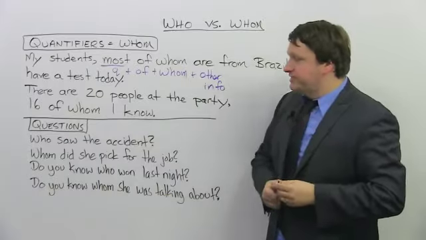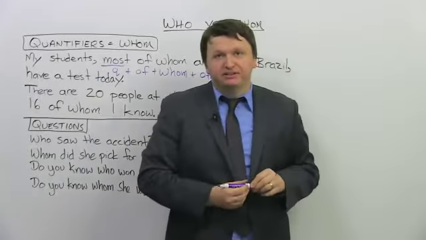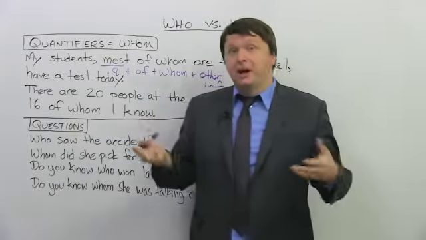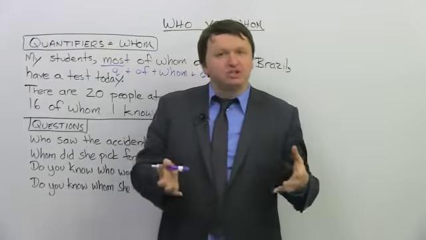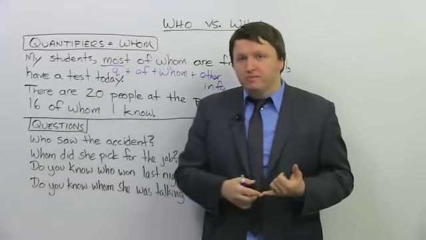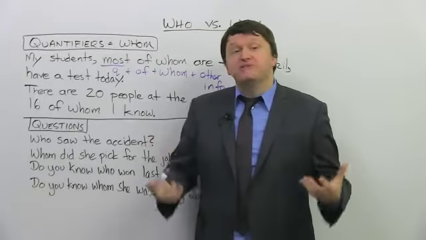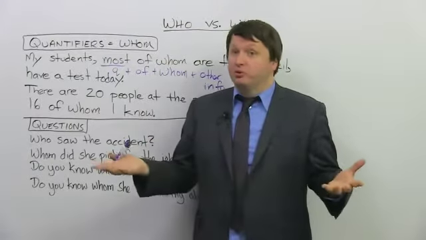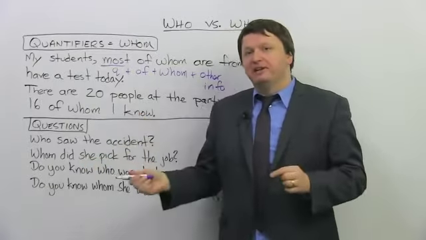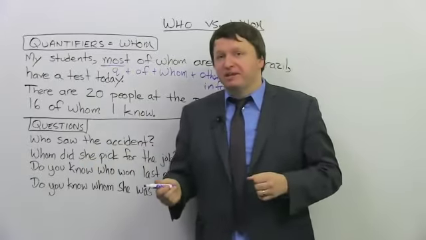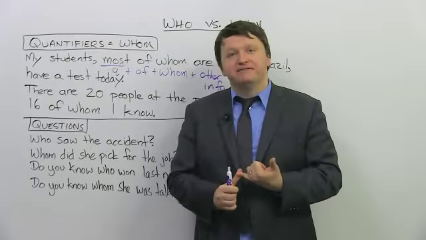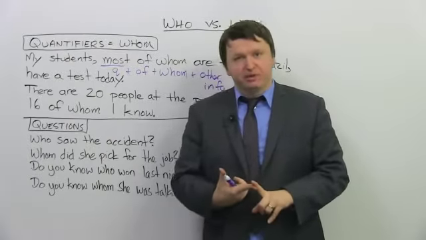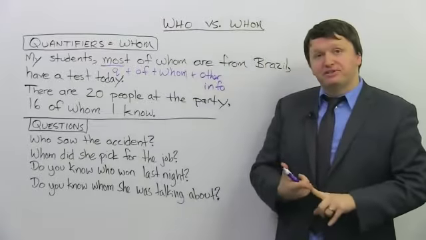And finally, questions. Now, questions are tricky, and all of this is tricky actually, but questions in particular, because very few people, especially native speakers, use whom in a question form, most of the time because they don't know the rule. And the rule is followed in the same way like I explained at the beginning, where who is subject relative, whom is object relative. So I have 4 questions.